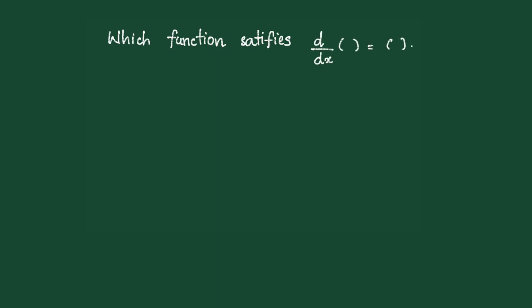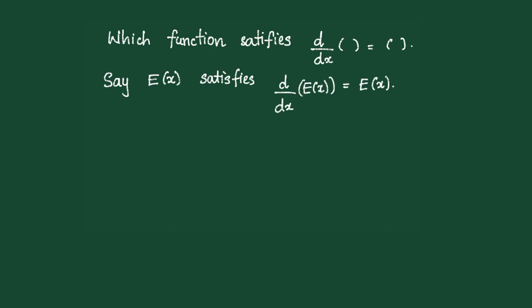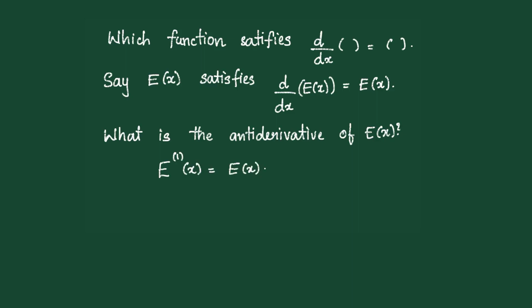Let us come back to our original question. We are trying to figure out a function which is its own derivative. Suppose we call that function e of x. Let us ask the question, what is the antiderivative of e of x? Since the derivative of e of x is itself, any antiderivative of e will be of the form e of x minus c1, where c1 is some constant.